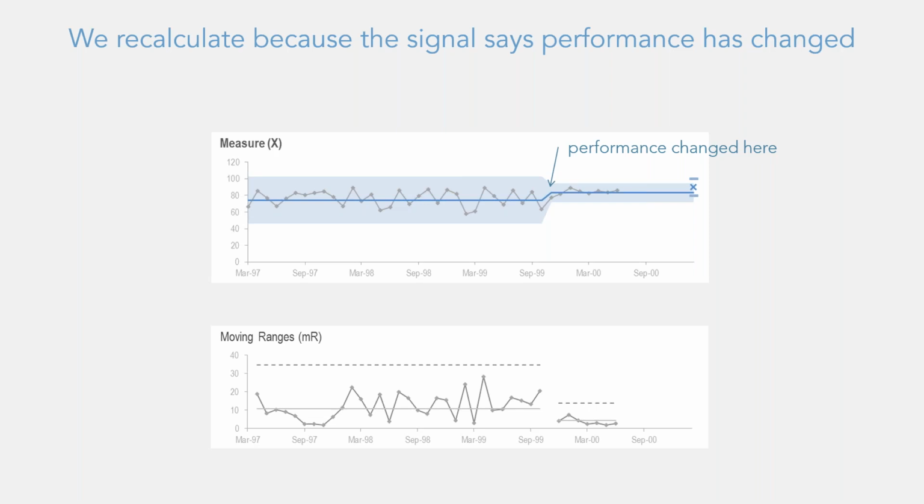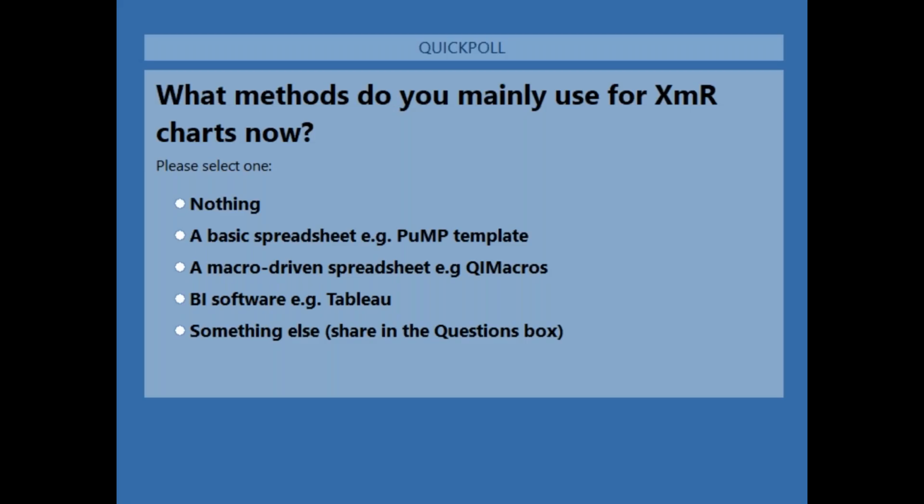For our Measure Up community, and in particular our PuMP users around the world, XmR charts are very well known, and you all see the value in using them. But so far with PuMP, we've really only just used spreadsheets to build them. Curious to know though, what kind of methods are you using to build your XmR charts? So let me just launch another poll really quickly. What methods do you use to build your XmR charts?